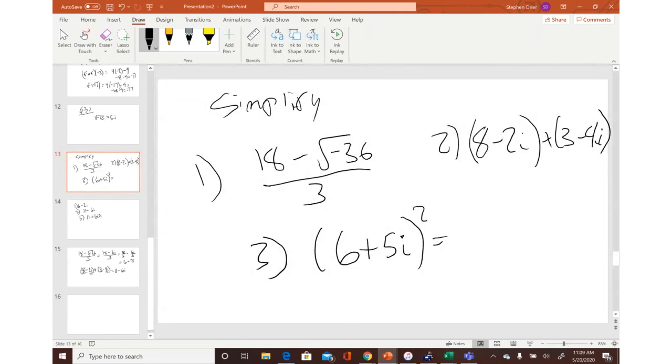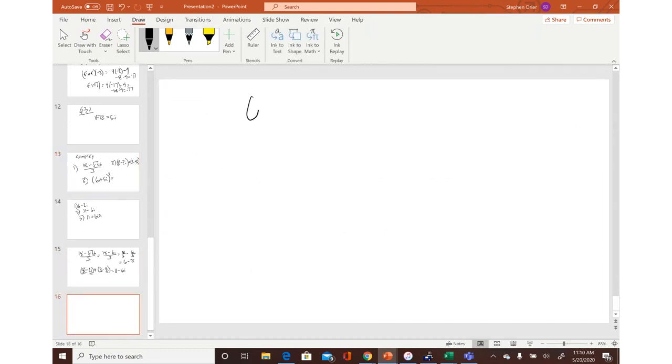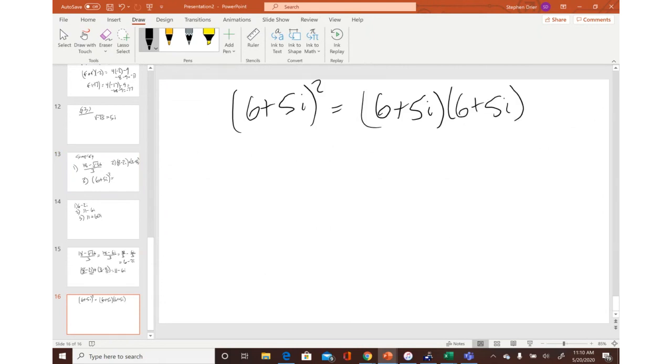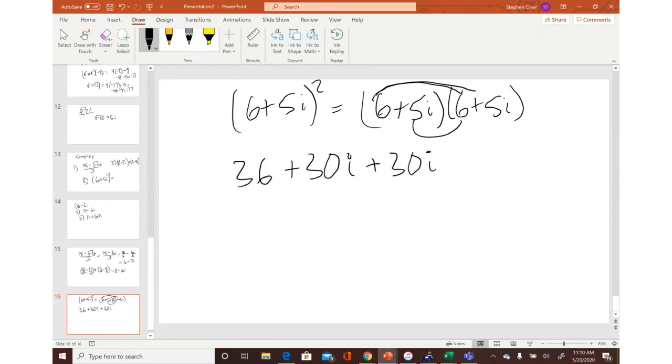Let's look at that. We got 6 plus 5i squared, which is 6 plus 5i times 6 plus 5i. Now, Ty, we didn't do this in our last section. So if you haven't seen it in high school or somewhere, you wouldn't know how to do it. 6 times 6 is 36. 6 times 5i is 30i. 5i times 6 is 30i. And then 5i times 5i is 25i squared.